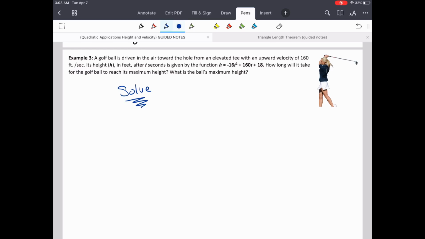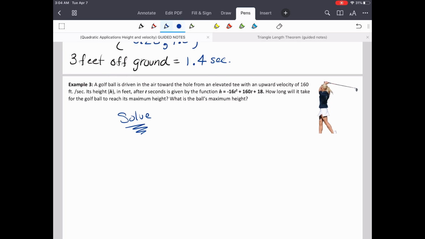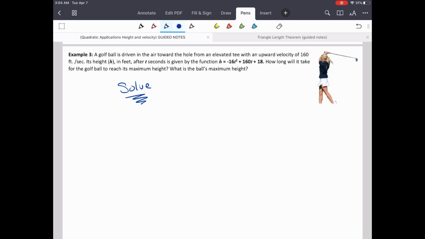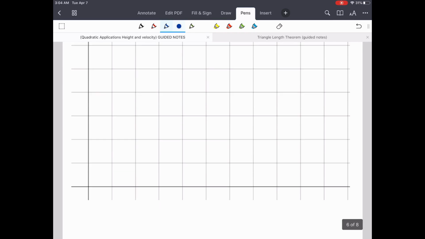How long will it take for the golf ball to reach its maximum height? What is the ball's maximum height? So I want you to go ahead and answer those questions there. Use the Vertex Formula, use the Quadratic Formula, and then graph your solution in the graph provided.